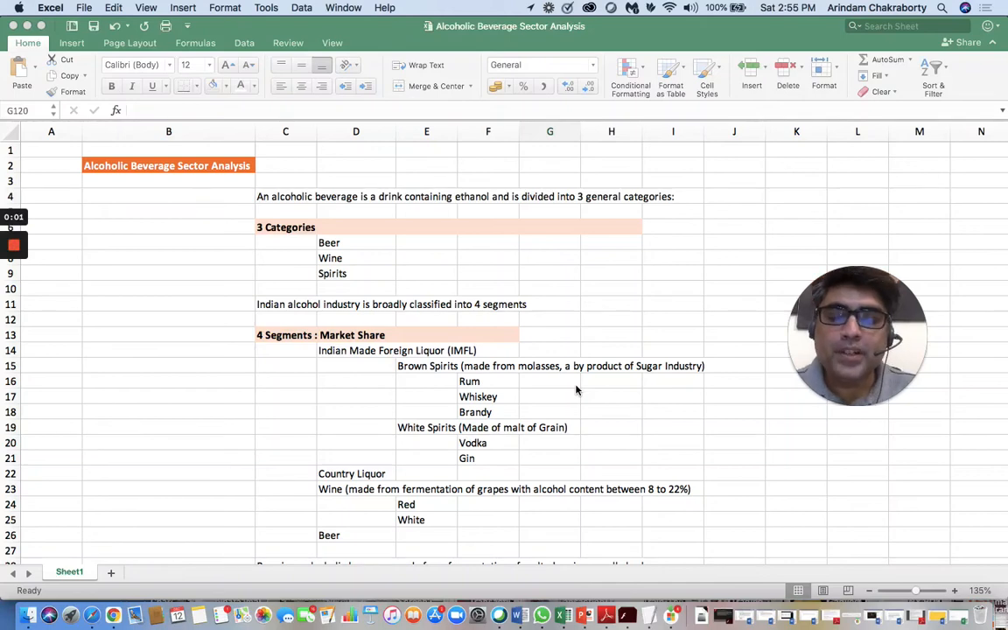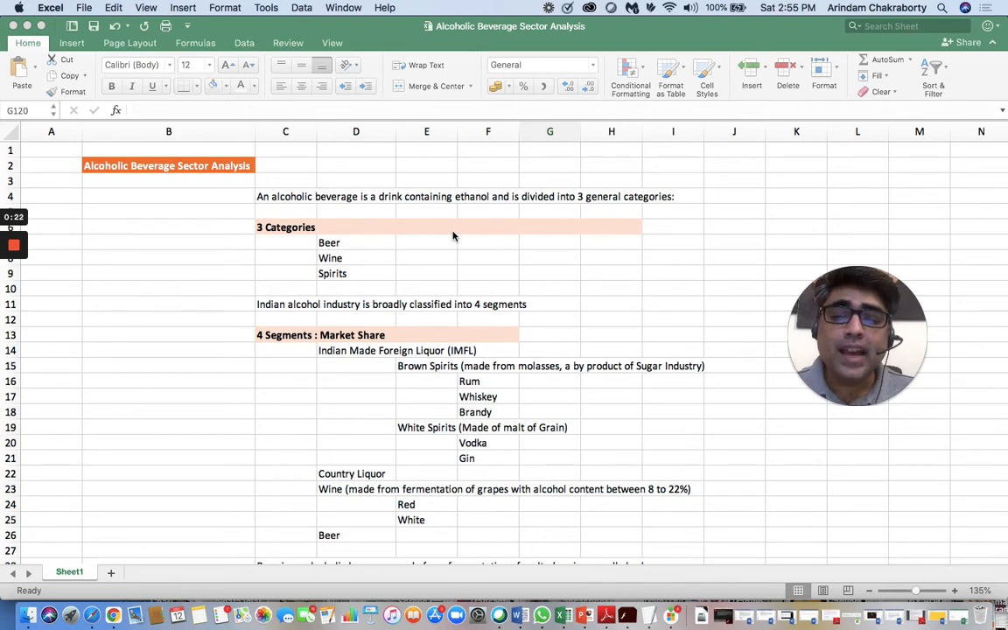Hey guys, today let us look into the alcoholic beverage sector, and let us try to understand how we can go about analyzing this sector. An alcoholic beverage is a drink containing ethanol and is primarily divided into three general categories. Which are those categories? It's beer, wine, and spirits.